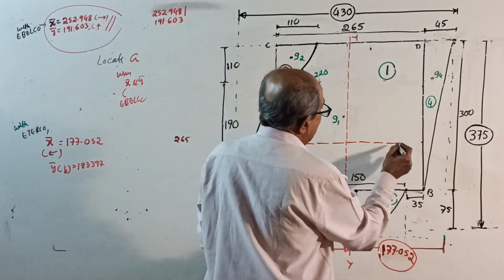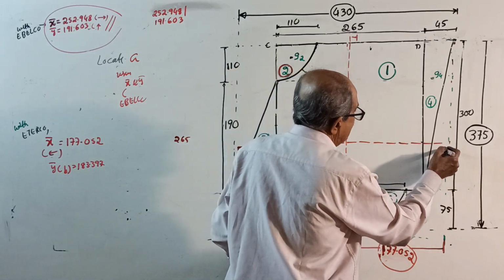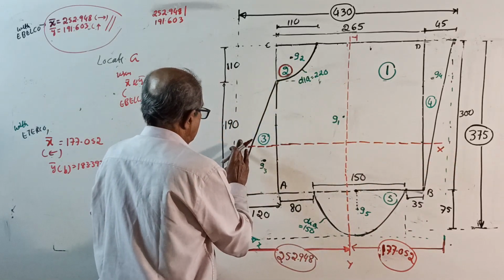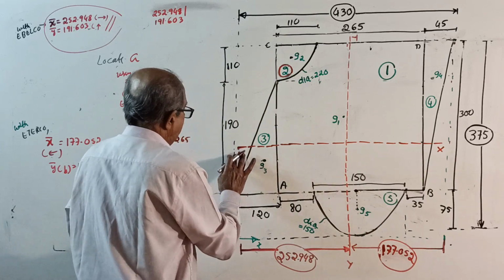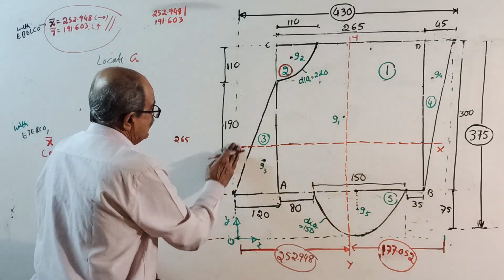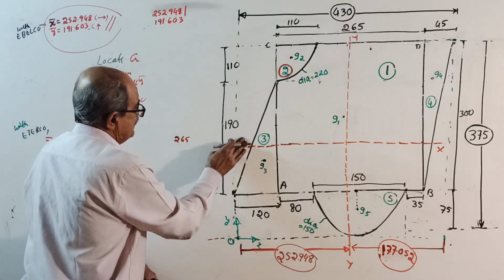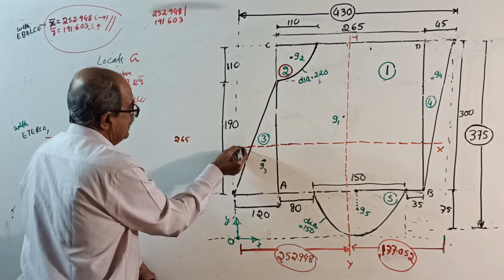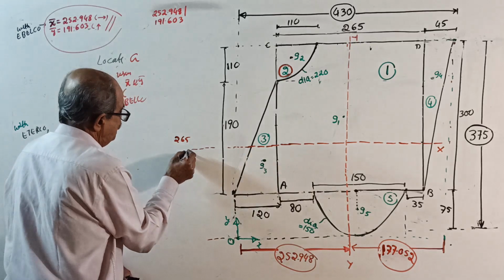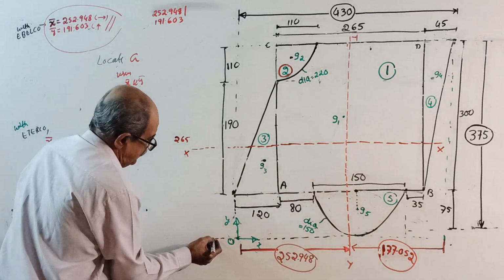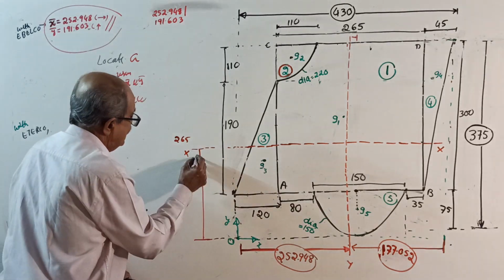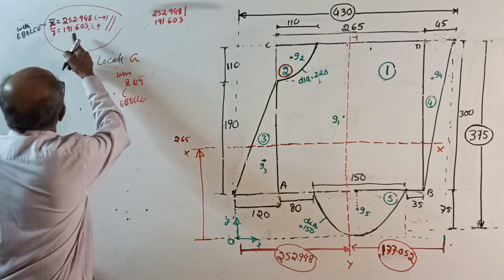You do one thing, take a drawing sheet and do it. This is your x-axis. Okay, I'll do one thing now. These dimensions are disturbing actually. So what I will do is, see, x-axis, I'll remove here and bring it further here. This is your x-axis. So from the bottommost edge up to here is your y bar.